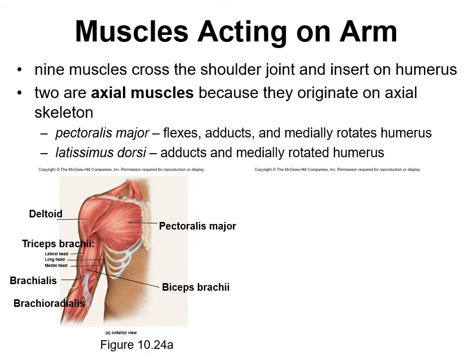Moving on to the arm, there are 9 muscles that cross the shoulder joint and act on the arm and cause the humerus to move. 2 of these are considered axial muscles because they originate on the axial skeleton. The pectoralis major, which we just pointed out, originates on the sternum, and it flexes, adducts, and medially rotates the humerus. So it brings the arm up, it medially rotates it, and it can also adduct it and bring it down as well. The other one is the latissimus dorsi, which is on our posterior side. It originates on the vertebral column, and it adducts and medially rotates the humerus as well.